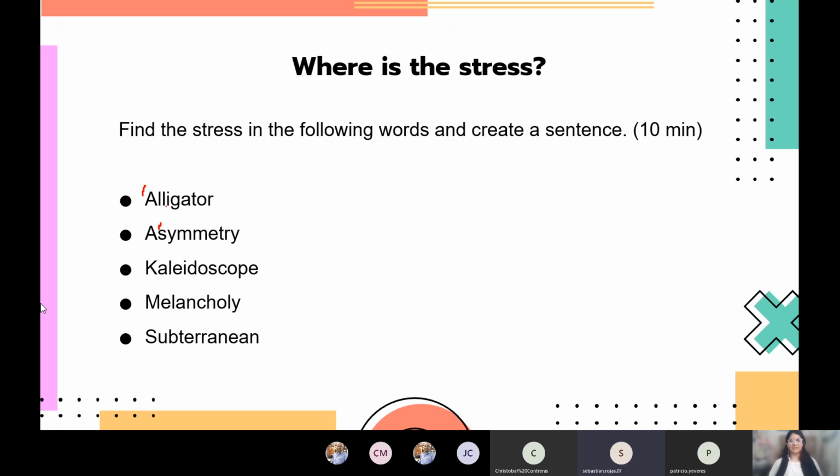Okay. So something that is not equal, right? Yes. Thank you very much. I didn't know the definition of asymmetry. I just had a general knowledge of the word. So thank you very much for that. Now, Cristobal, can you help me with the third word?